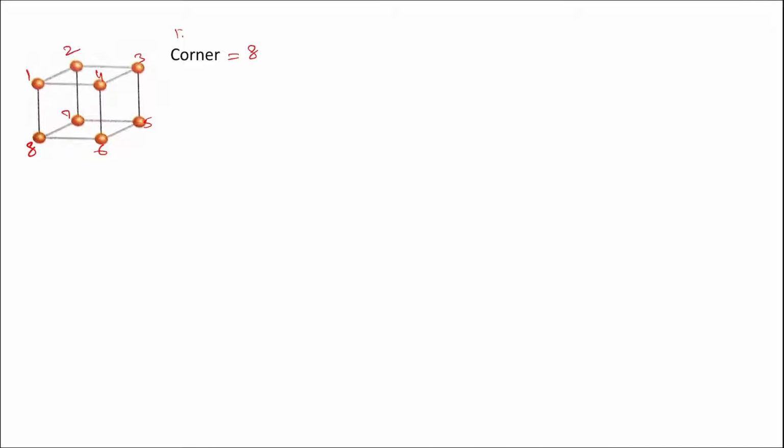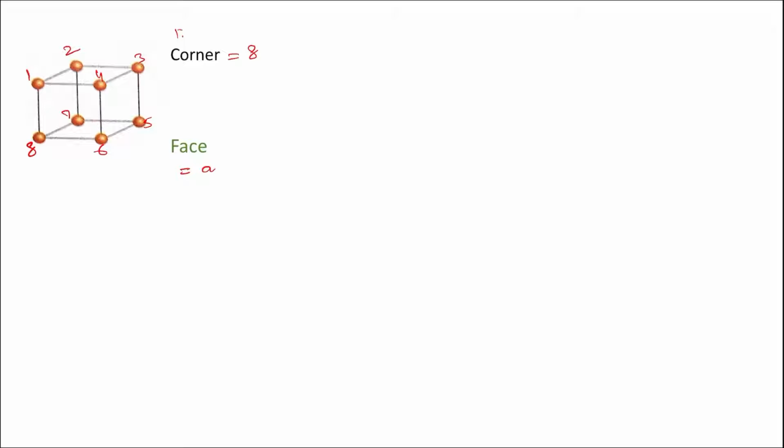But before discussing the types of unit cell, we must know some elements of the unit cell. The first element is the corner. We know that in a unit cell there are 8 corners: 1, 2, 3, 4, 5, 6, 7, 8. Whenever we are talking about a unit cell, generally other than the hexagonal, all unit cells consist of 8 corners.